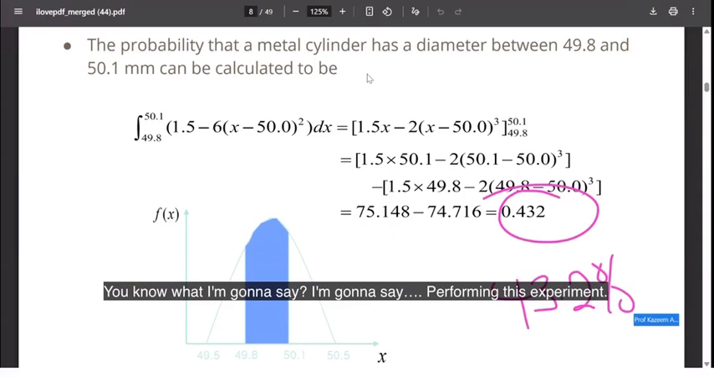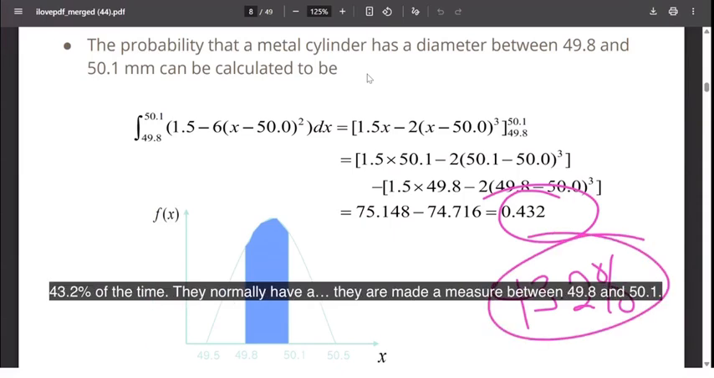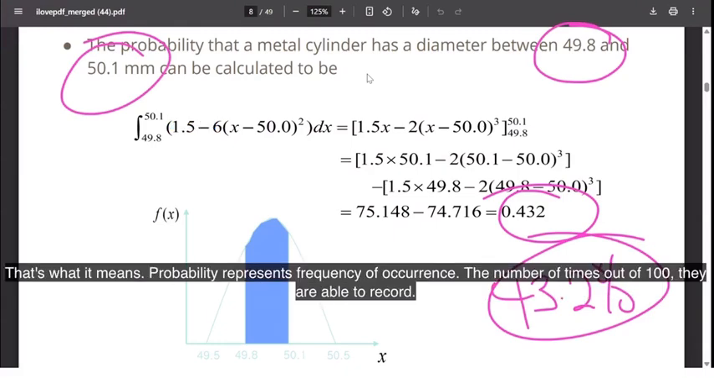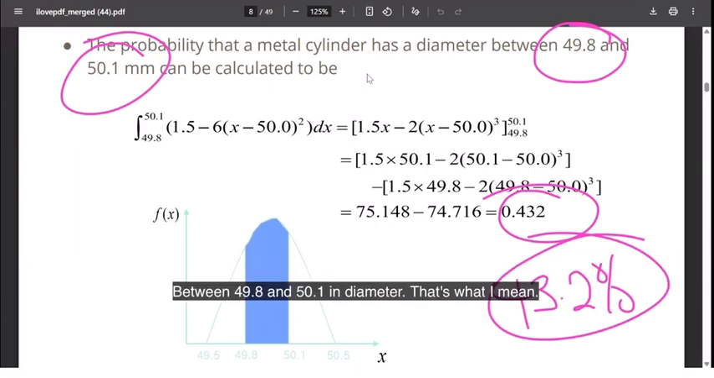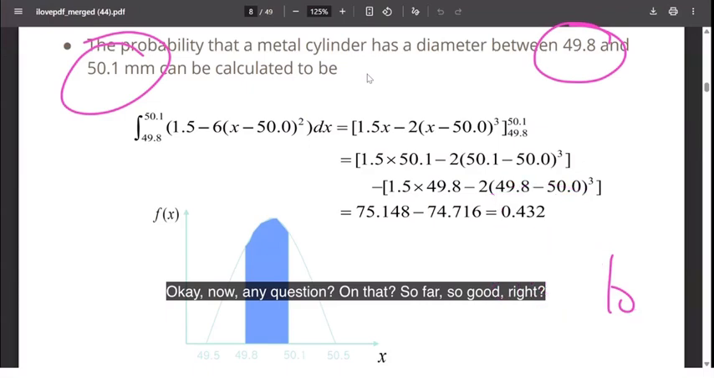I'm going to say, performing this experiment, 43.2% of the time, they normally have a diameter measure between 49.8 and 50.1. That's what it means. Probability represents frequency of occurrence: the number of times out of 100 they are able to record between 49.8 and 50.1 in diameter. That's what it means.